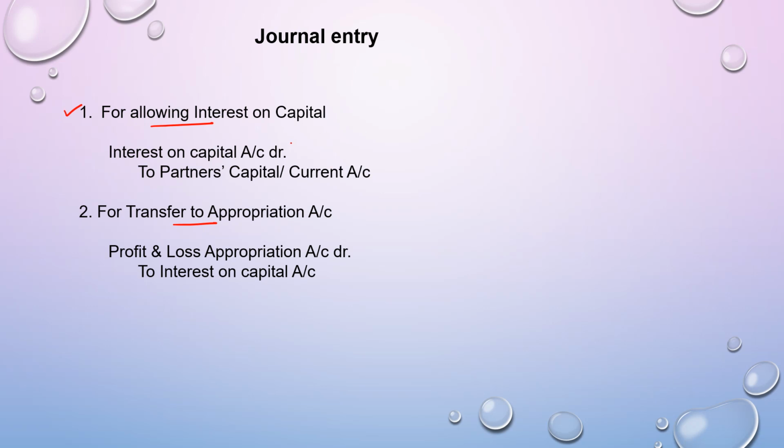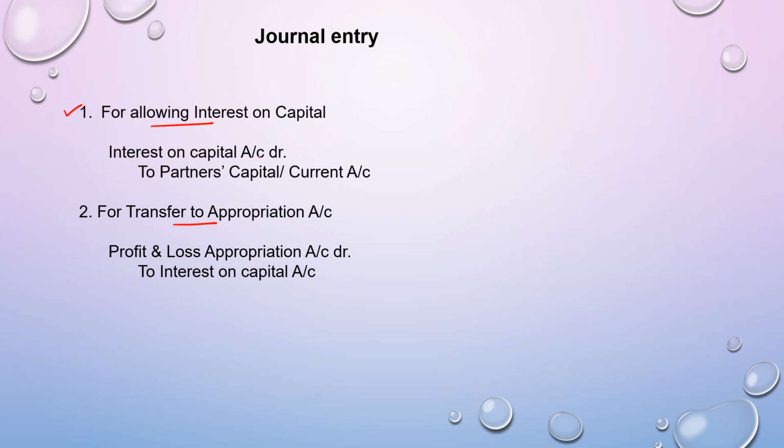So for allowing interest on capital, the entry is: you debit interest on capital account and credit the partner's capital or current account, depending on the method of capital. If it is fluctuating capital, credit the capital account. If it is the fixed method, you transfer the interest on capital to the current account. You are crediting the partner's account, and being an expense for the business or an appropriation to be given to the partner, you are debiting interest on capital. So this is the entry for allowing interest on capital.